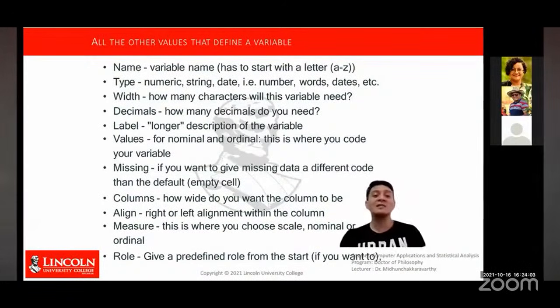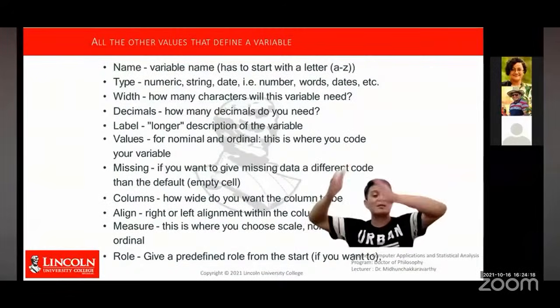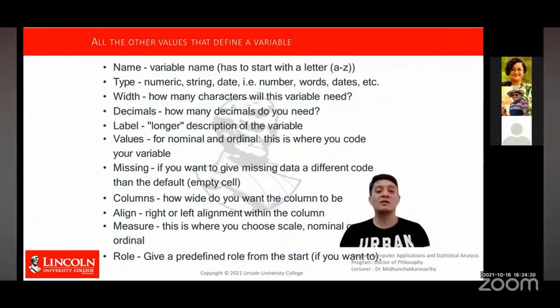Values for nominal and ordinal, this is where you code your variable. That means you have to decide what the code of the variable is. And the missing, if you want to give missing data a different code, then there is another column for that, missing data. The columns are how wide you want the column to be. And align is a line to the left, a line to the right, or a center alignment. The measure is where you choose scale or nominal or ordinal.